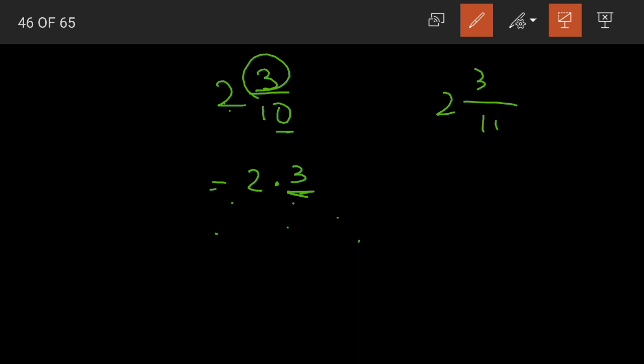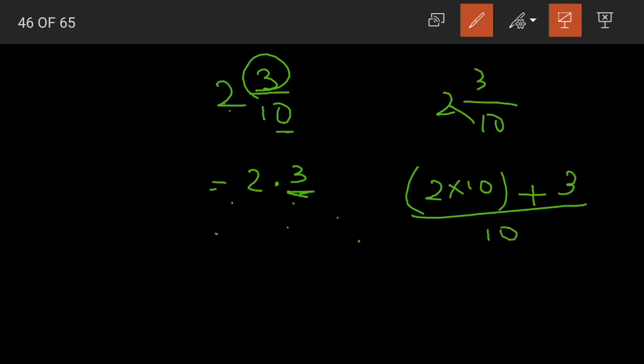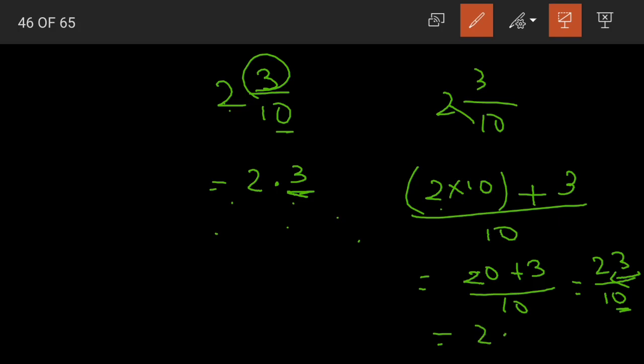Or else, first convert it into an improper fraction. 2 into 10, multiply the whole number in the denominator, and to the product add the numerator. 2 into 10 is 20 plus 3 divided by 10. 20 plus 3 is 23 divided by 10. Now 23 by 10, how will we write it as a decimal number? In the denominator we are having 1 0. So in the numerator we'll place a decimal point after one digit from the right. 2.3 becomes our correct answer.